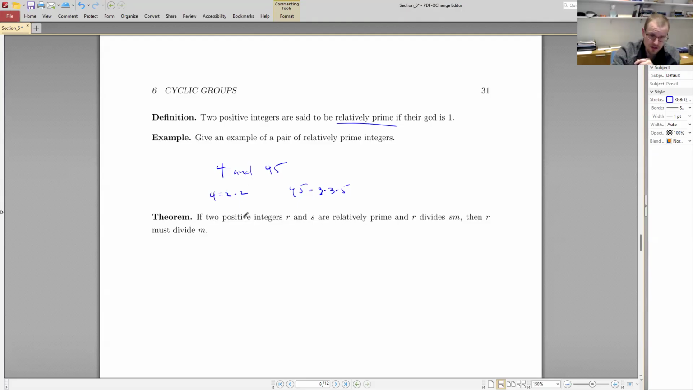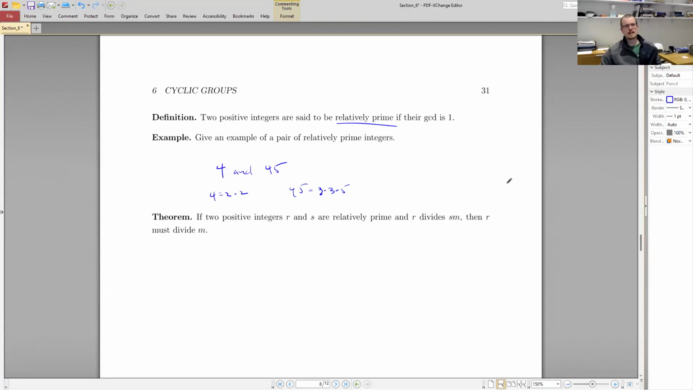All right. So what good is this? Well, if two positive integers r and s are relatively prime, so r does not divide s, s does not divide r, no factors in common, and r divides the product s times m, then r must divide m. So if s times m can be written as a multiple of r, then m must be a multiple of r.